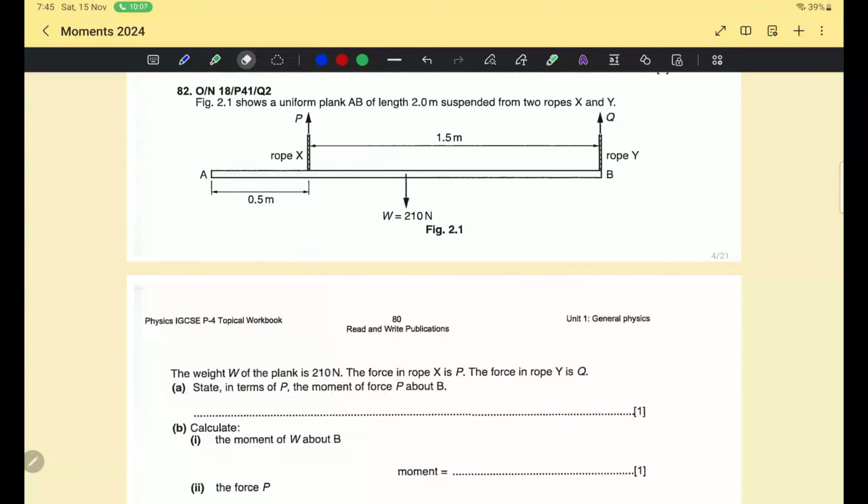15th November 2025, and now we are solving past paper questions from IGCSE Physics. The first question is from October November 2018, and all these questions are about the turning effect of force. So let's start. Consider this is a uniform plank.